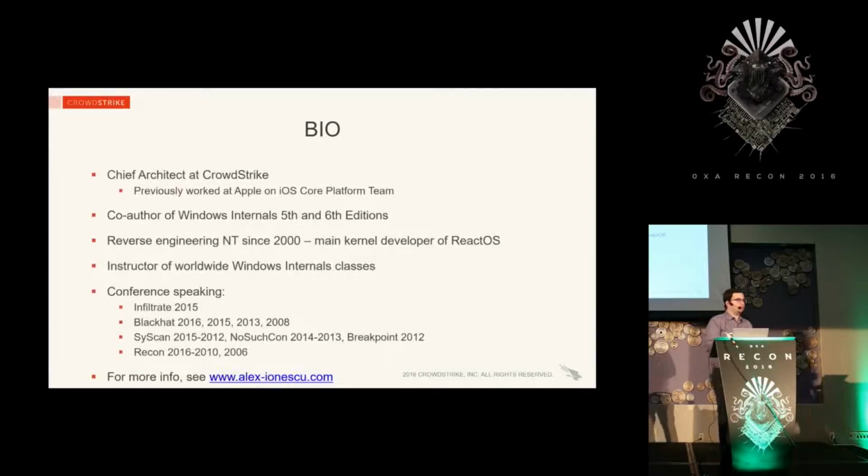So a little bit about myself. I'm a chief architect at CrowdStrike right now. Before, I worked on the Apple Core OS team, so I'm a big fan of operating system internals, both Windows and Apple. I'm a co-author of the Windows Internals books, and I've been doing reverse engineering of the NT kernel for about 15, 16 years now. Far too long. I wish it would just die. But anyway, it's still around.